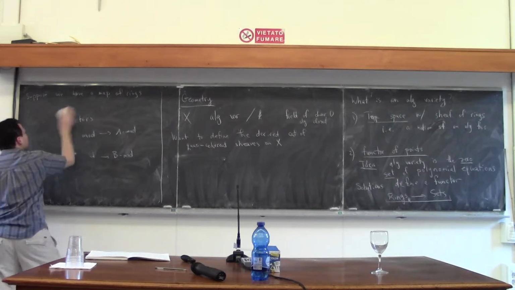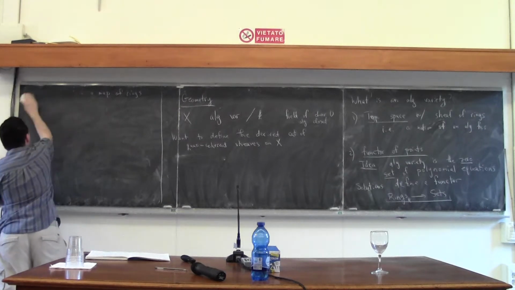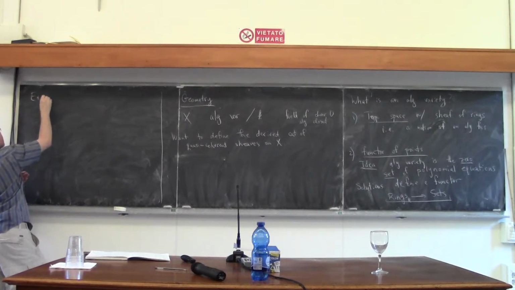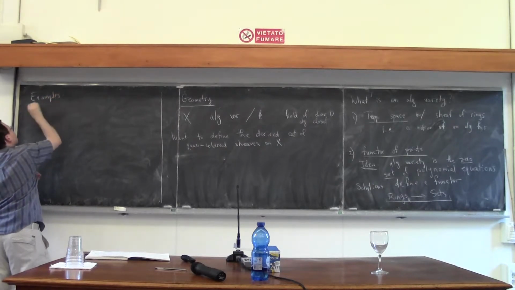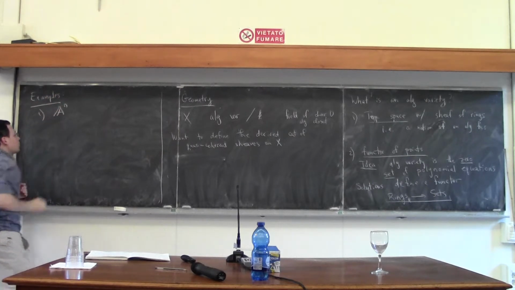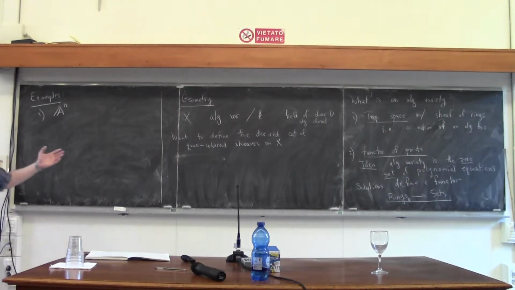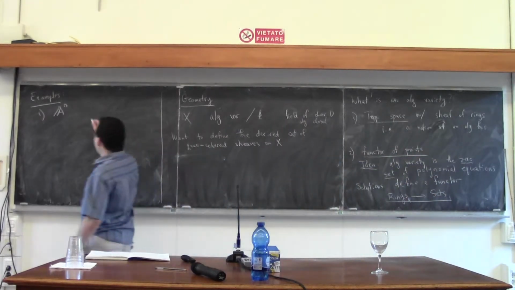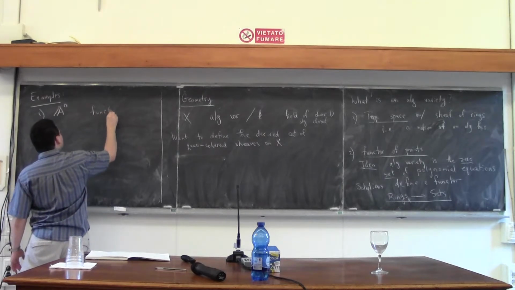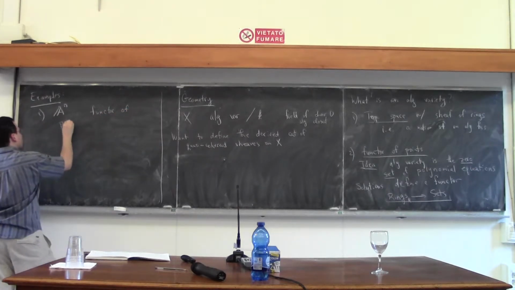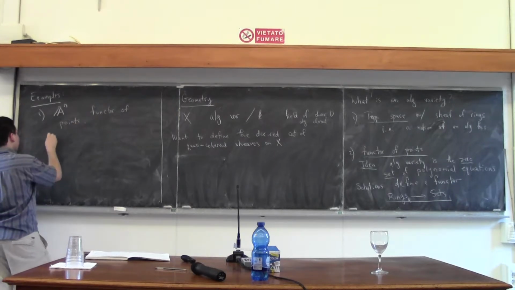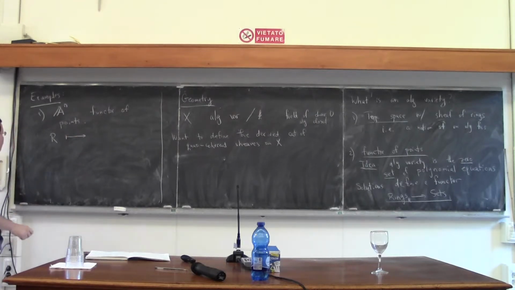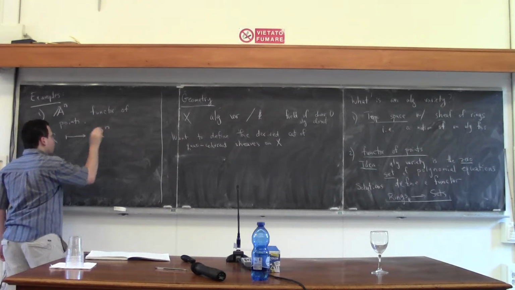So anyhow, just to give you an idea of how this works, if you're unfamiliar with it, I'll give you two examples. The first example is A^n, the affine space. I assume everybody knows what affine space is, but from this point of view, as a functor of points, what is it? Well, it sends a ring R to just R^n.